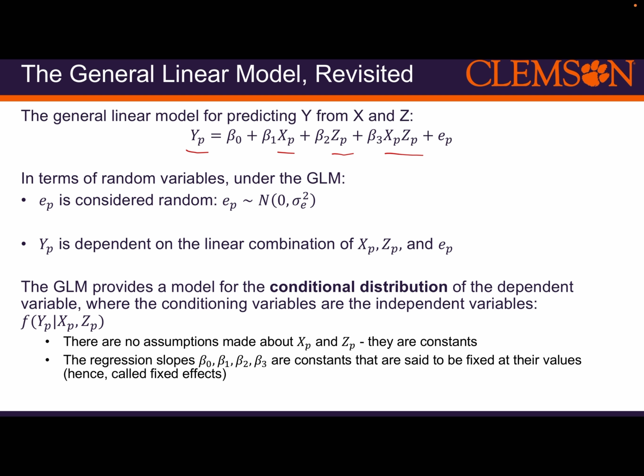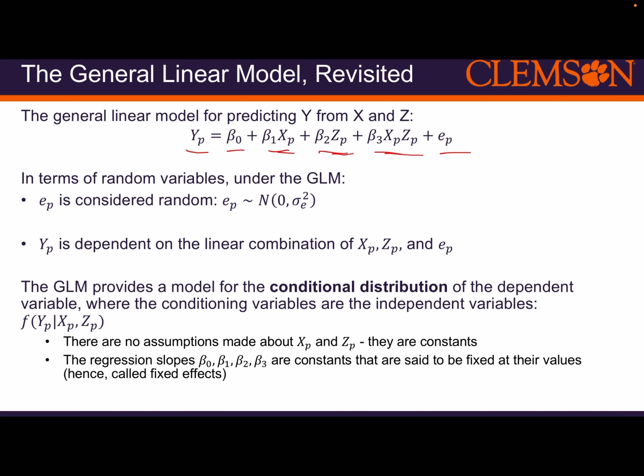They actually have to be random variables. They have to actually have some variation to them. Otherwise, it's just a constant. But that's all. Right? So y is the result of an intercept plus a slope times x, a slope times z, a slope times the interaction, and some random error.